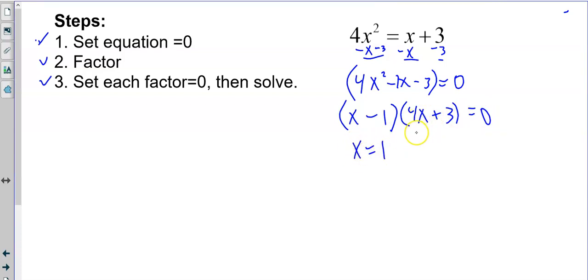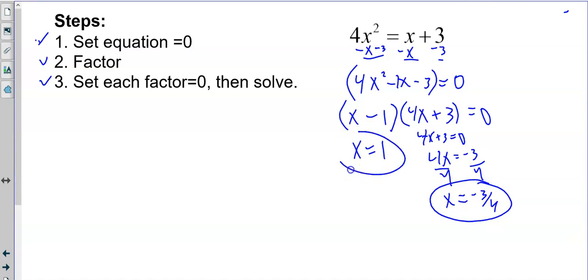This one you might actually have to set equal to 0 to show your work because it's harder to do in your head, though some students can. So you get 4x equals negative 3, divided by 4 on both sides, and you get x equals negative 3/4. So you get 2 solutions: 1 and negative 3/4.